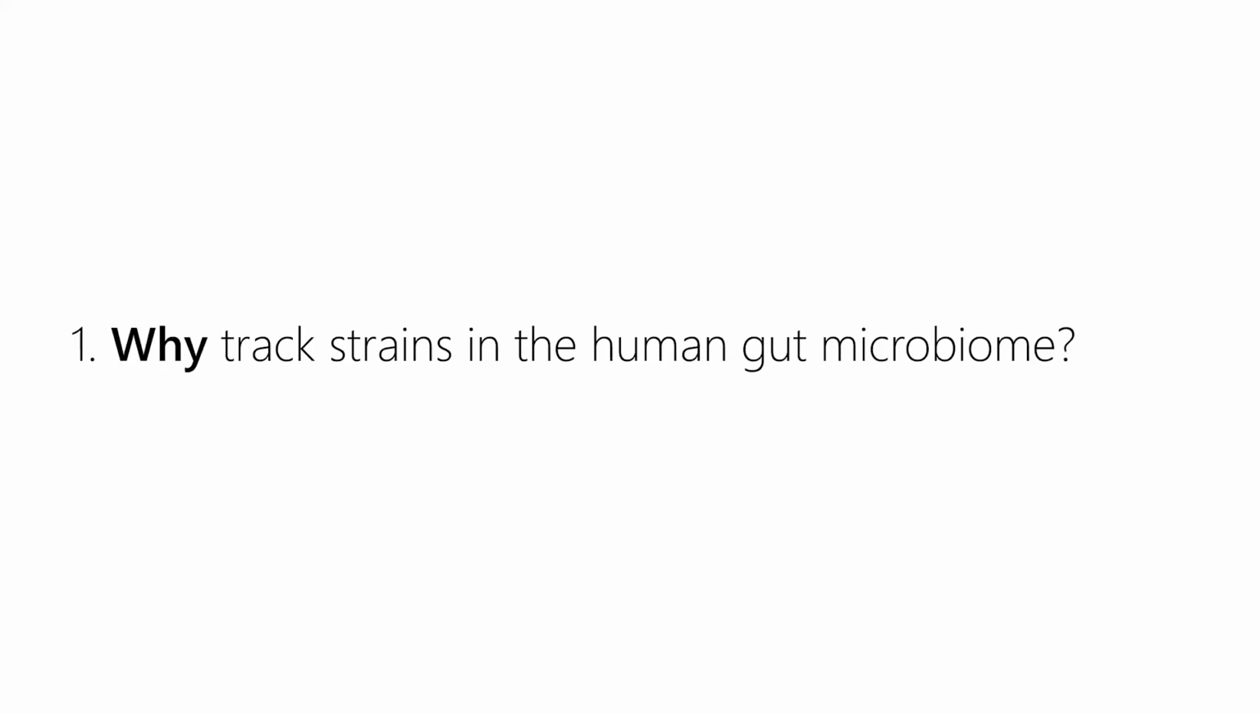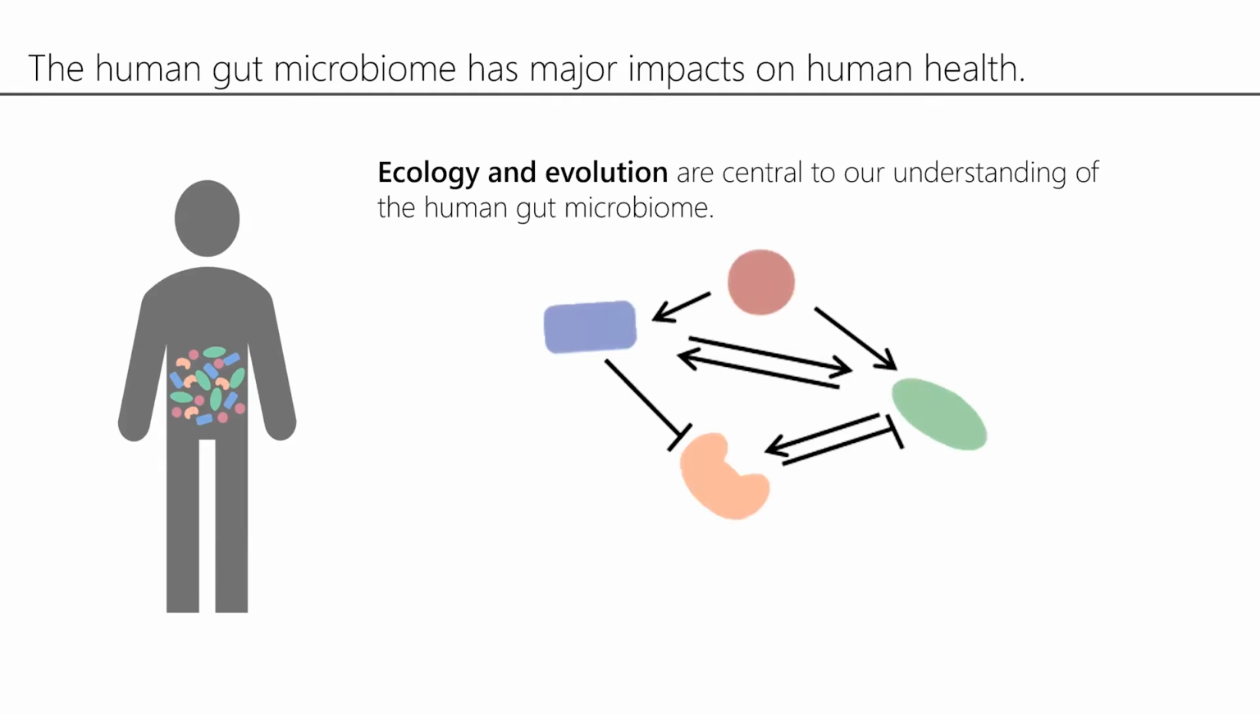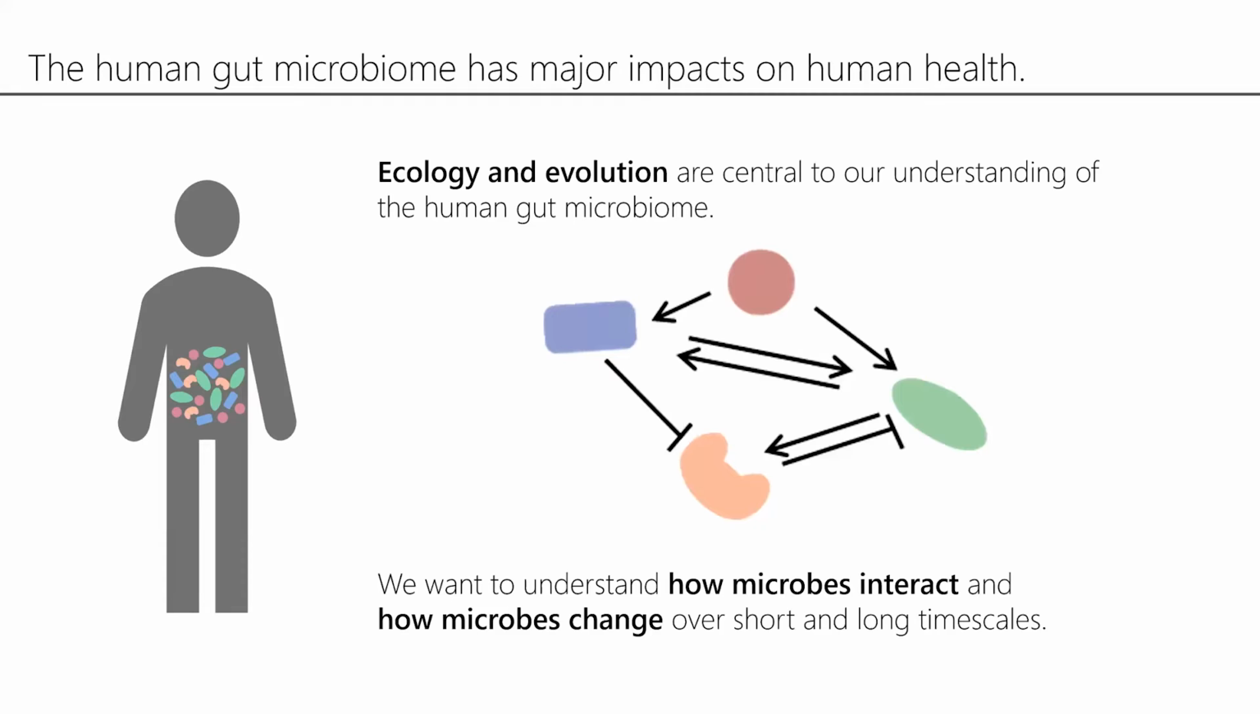All right, so first, what does it mean to track strains in the gut microbiome, and why would we want to do that? Well, as I think all of us have probably heard, the human gut microbiome has major impacts on human health in pretty much every aspect of development, health, and disease. And in order to understand the microbiome and its impacts on human health, that requires us to have a really deep understanding of microbial ecology and evolution. In order to understand the structure and function of the gut microbiome, we need to know how microbes interact, as well as how microbes change over both short and long timescales.